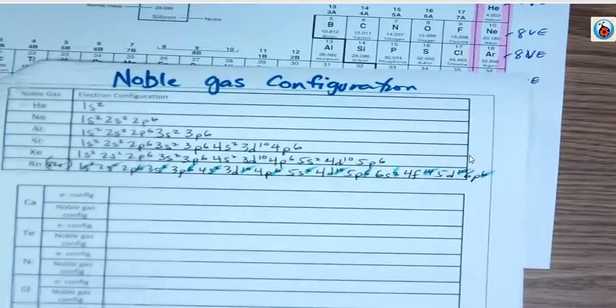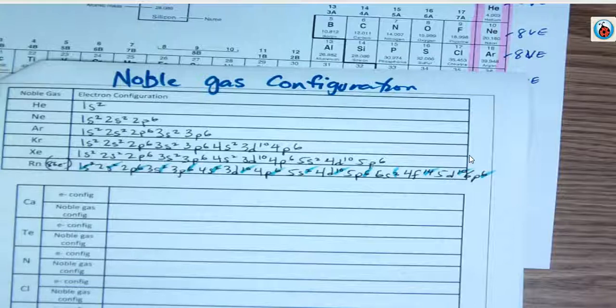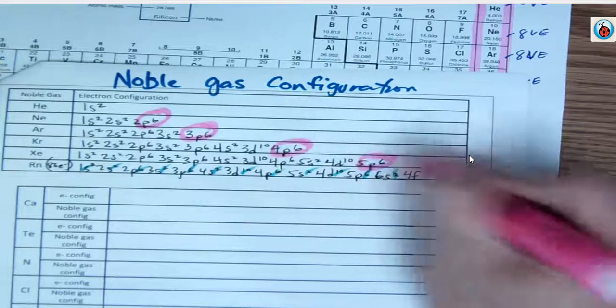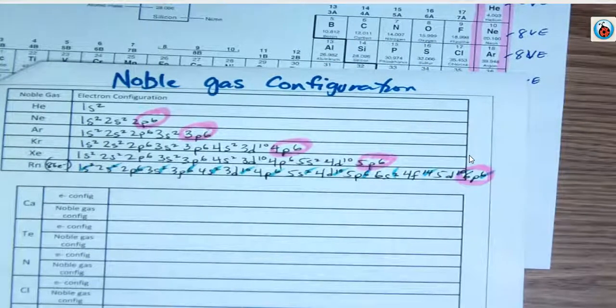I don't expect you to count as fast as I do, but noble gases, look at these. What do they have in common? Other than helium, they all have an ending of something p6: 3p6, whatever the row they're on, 5p6, 6p6. Noble gas configuration is nice, because instead of having to write all these over and over again, we can use noble gases as shortcuts. And you'll appreciate this. You actually like this. And I'll show you why.